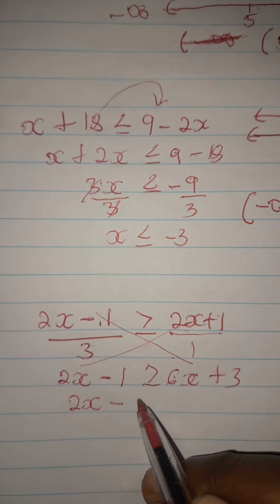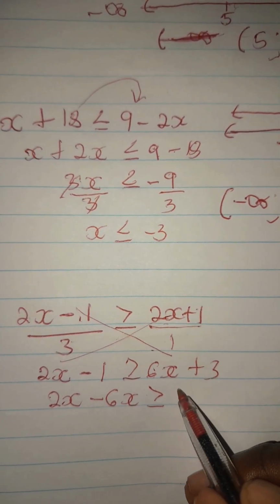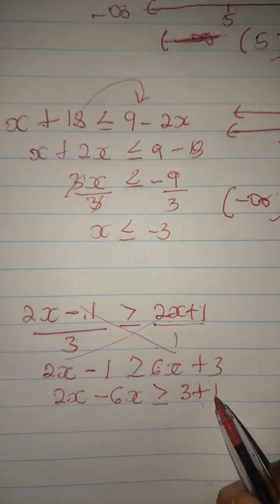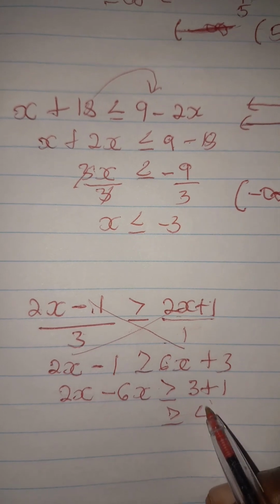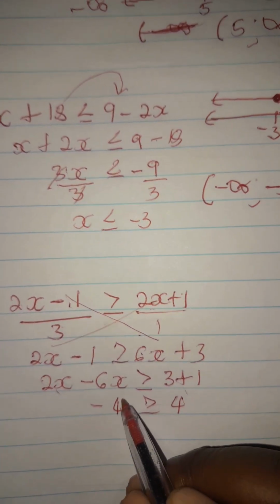It will be 2x minus 6x. Then greater or equal to, let's take -1. Changes the direction, changes the sign. That will be 3 plus 1. Then greater or equal to 4. Then 2x minus 6x is the same as negative 4x.